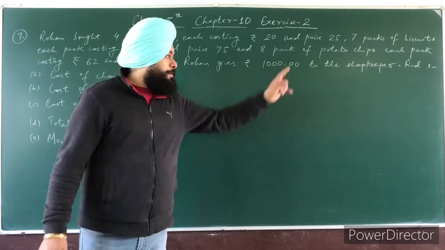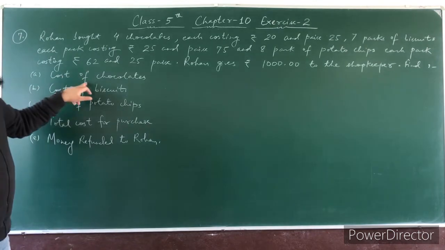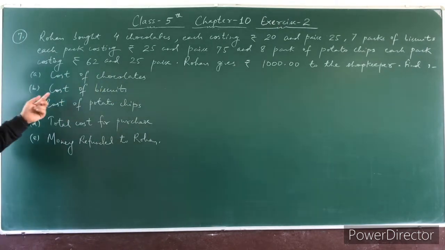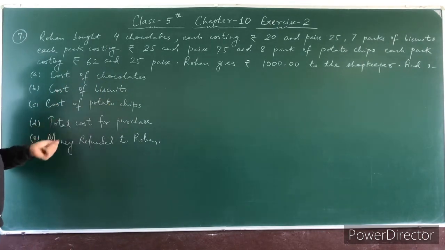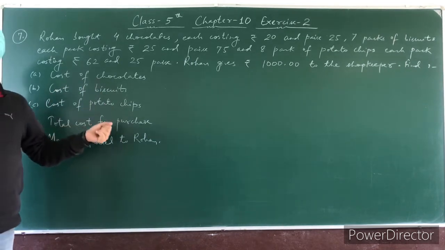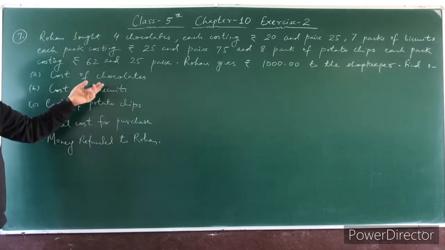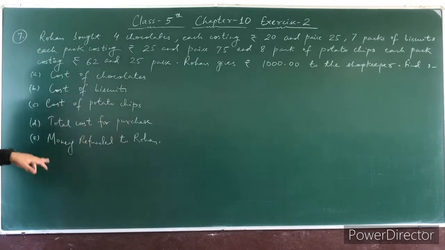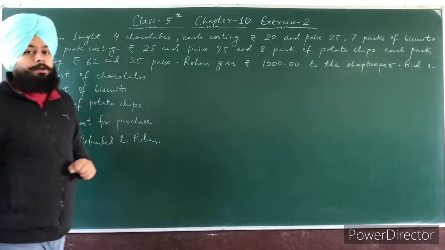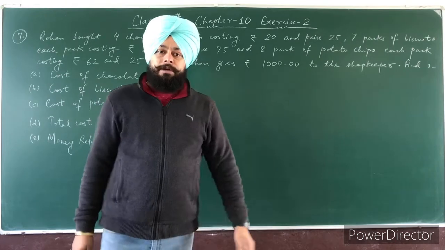So find the following. There are total 5 parts. In A part we have to find the cost of chocolates. In B part you will find the cost of biscuits. In C part you will find the cost of potato chips. Next, total cost for the purchase. Total means you have to add all these amounts for chocolates, biscuits and potato chips. And the last, money refunded to Rohan, that is how much money the shopkeeper refunded.